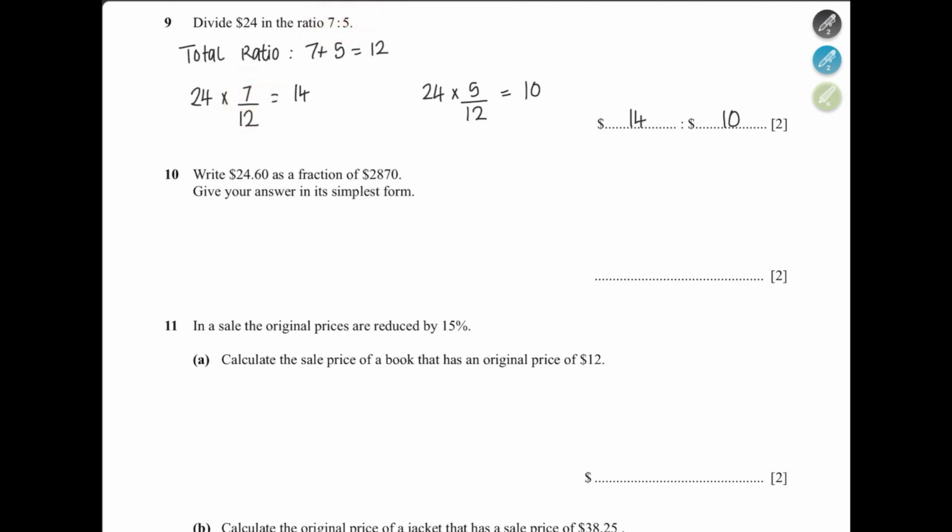Next question. Write $60 as a fraction of $2870. Give your answer in the simplest form. So we just have to divide this.